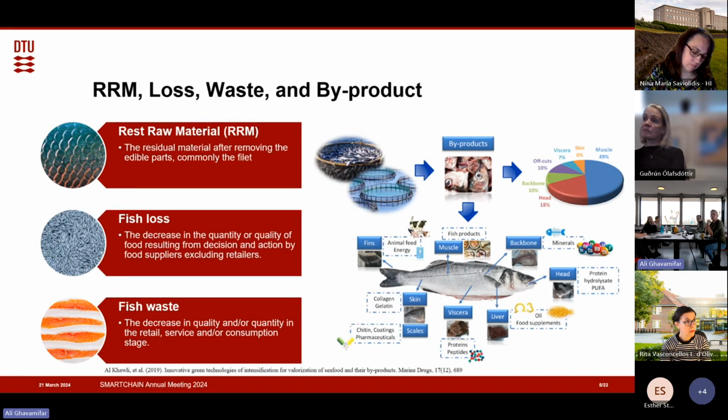Then we know the concept of residual material, loss, waste, and byproduct. Just a short introduction for that. The residual material refers to the residual material after removing the edible parts, commonly the fillet. And if we use the residual material to have some value-added items, then we call it byproduct, and it could be animal feed, energy, collagen, or pharmaceutical items, or something like this. And then we have the fish loss and fish waste. The fish loss refers to the decrease in quality and quantity of the food resulting from decisions and actions by food suppliers, excluding the retailer, but the fish waste refers to the retailer level and service and consumption stage. So these are the byproducts, and we considered some of the byproducts in our system dynamic model.